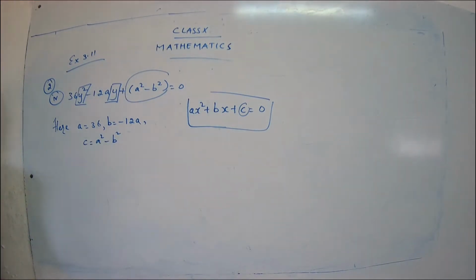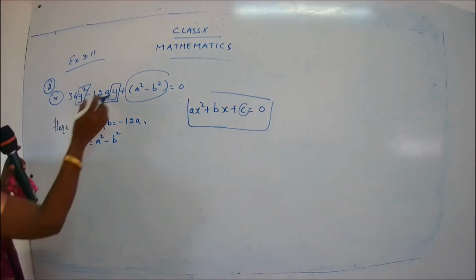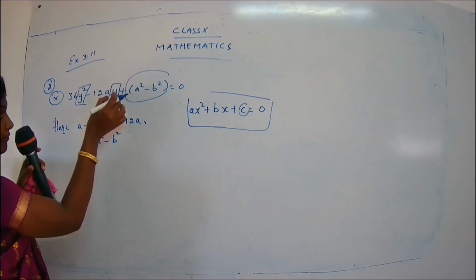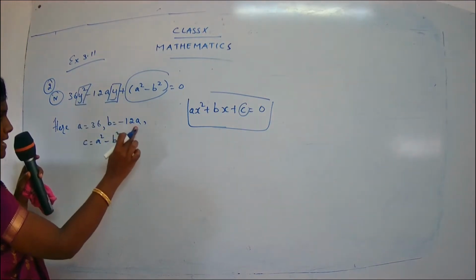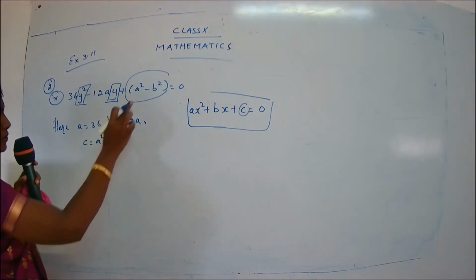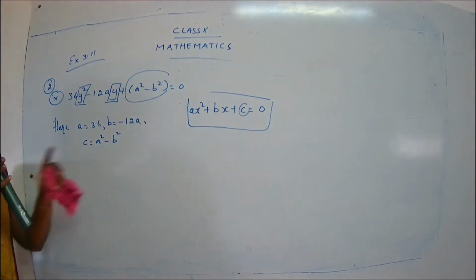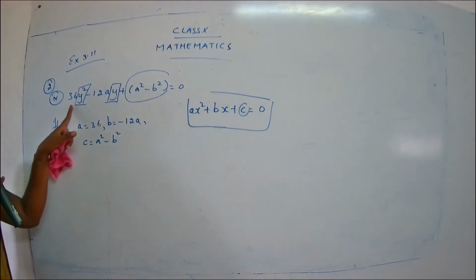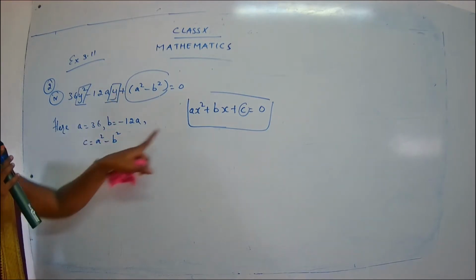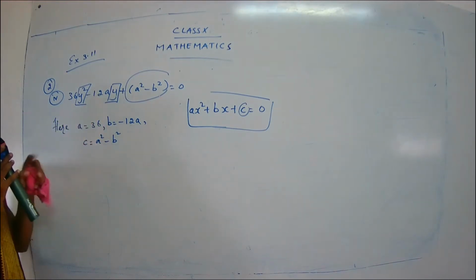Is it clear, children? So I'll repeat how we are finding a. So a is 36. What is b? b is the part with the y term, that is, the coefficient of y: minus 12a. What is c? c is equal to a square minus b square, that is a constant term. So always remember this expression. If you remember this expression, it is easy to find the value for a, the value for b, and also the value for c. So do not get confused and do not miss out any term. There is a chance of missing a here.